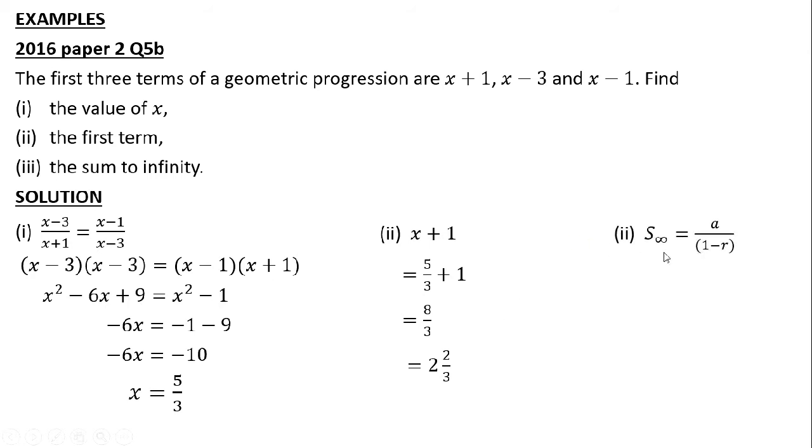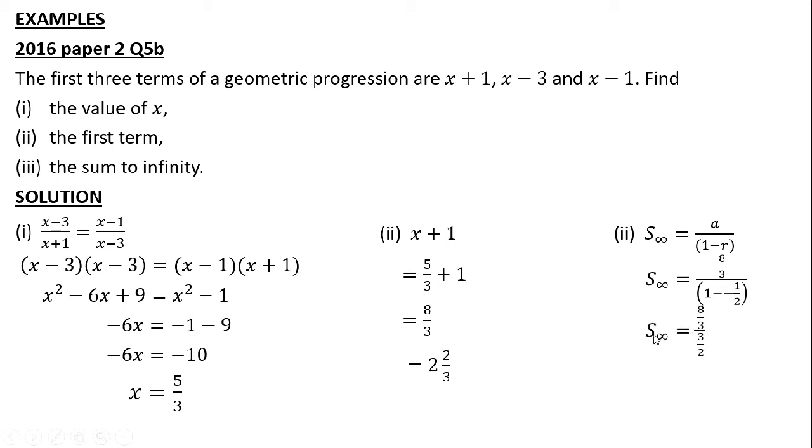Sum to infinity is equal to A divided by 1 minus R, where R is the common ratio. So to find R, we are going to substitute 5 over 3 where there's x, and then you find that your R will be a negative half. Where there's A, we'll replace 8 over 3, and where there's R, we'll replace a negative half. Minus and negative is the same as plus.